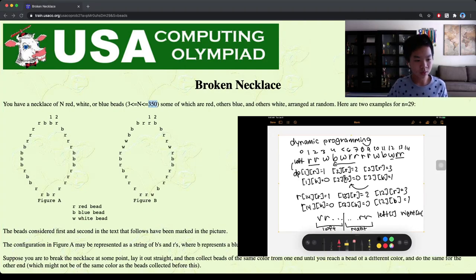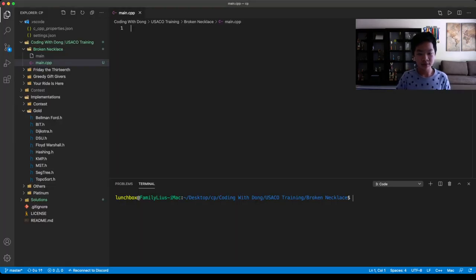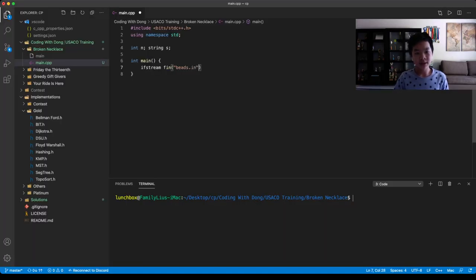So let's go. Okay. So over here, include our header file. Right, so we have n, which is the length of the beads. And then we have our string, let's just call it S. So into main. So let's use ifstream to read our files, since we're reading it from beads.in and outputting it to beads.out. So it would be ifstream fin beads.in, ofstream fout beads.out.